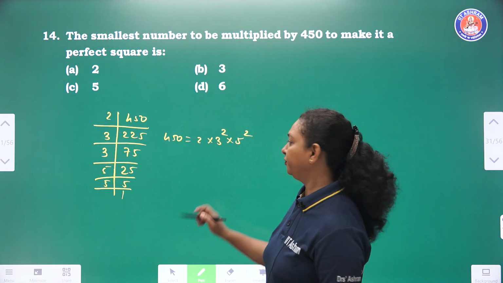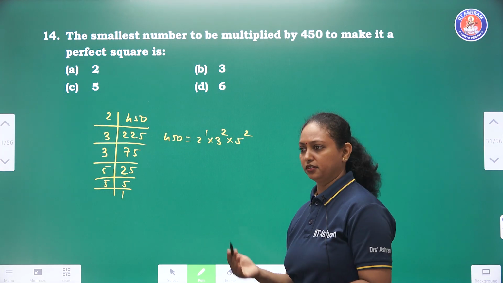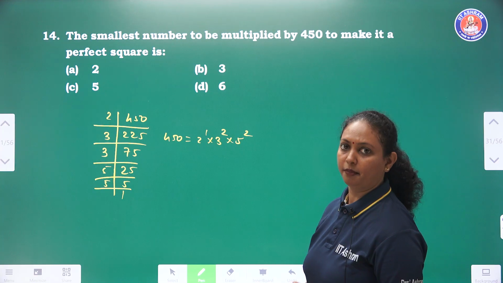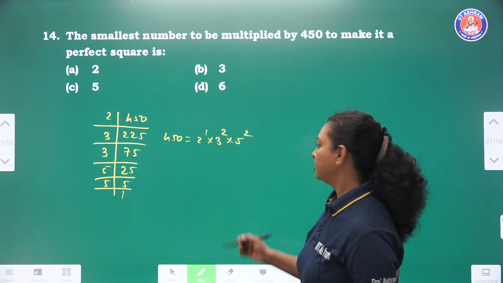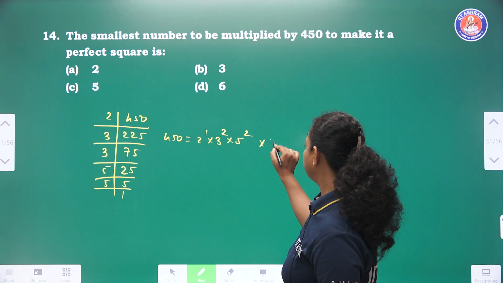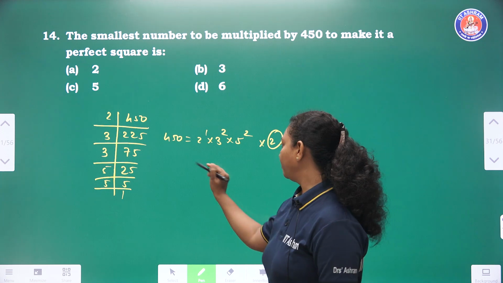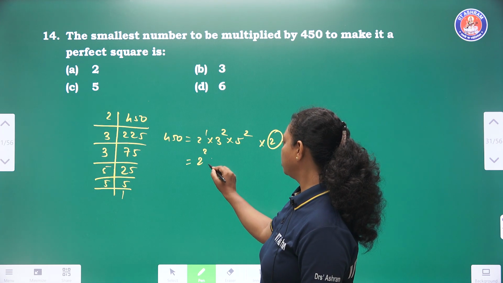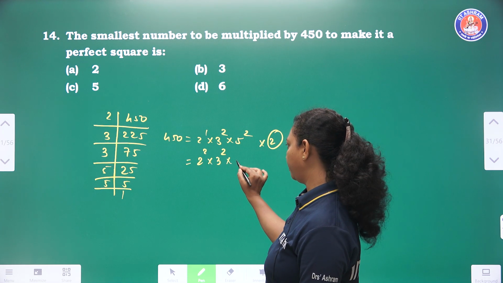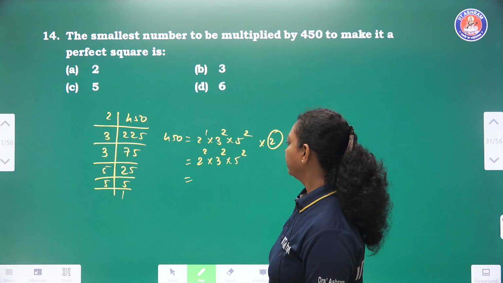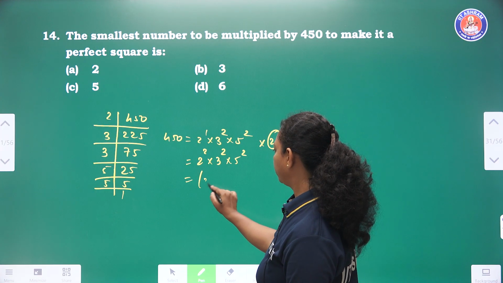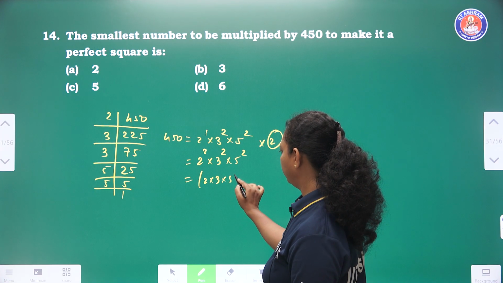Right? What is the power of 2? 1. So we want one more 2 to make the power of 2 even. So we will multiply this by 2. When we multiply, we can write it as 2 square into 3 square into 5 square. Right? So it is nothing else but 2 into 3 into 5 whole square.